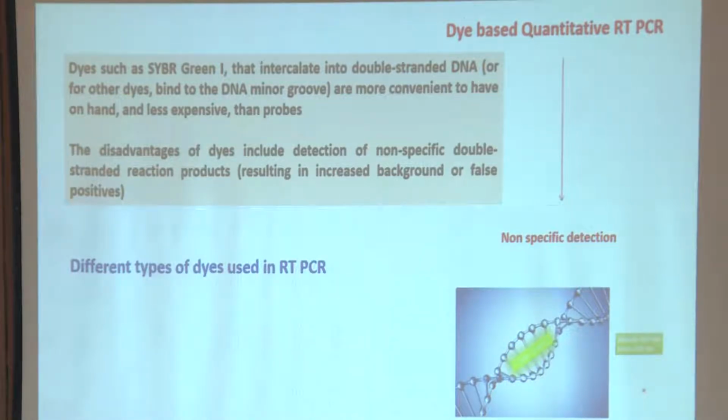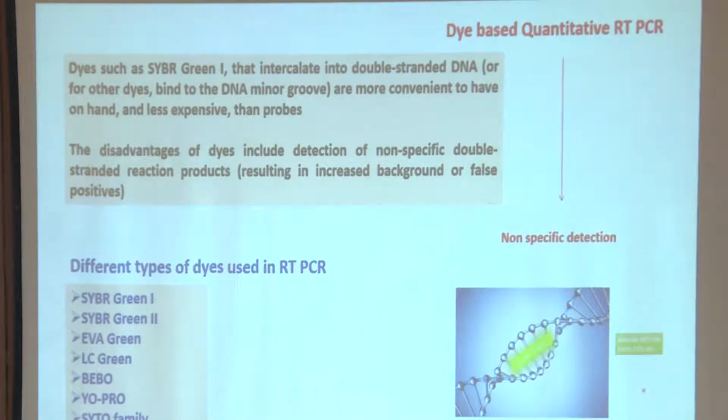Of course, I already highlighted in the last slide: the flip side of this dye based real time PCR is that it is non-specific. Why is it non-specific? You will understand. The binding of this dye on DNA is a general phenomenon, nothing to do with the sequence specificity or the intrinsic sequence. Any DNA, this dye will go and bind. The only thing is it needs double stranded DNA. Let us see how it works actually.